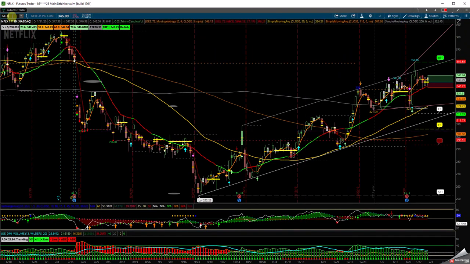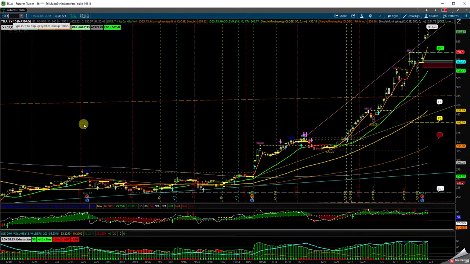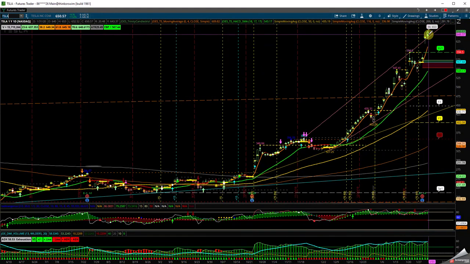Let's take a look at Tesla. Tesla's report was very great as well. Like Amazon, if you notice on the earning report, it gapped up. And on Friday, it basically stayed in the upper distribution of the prior high on the earning report.